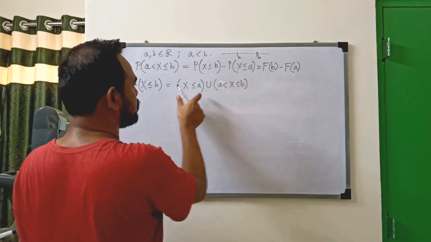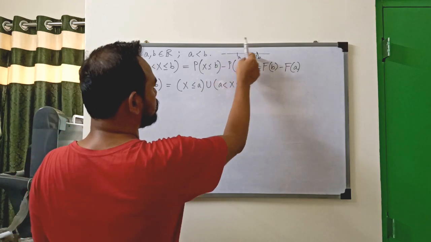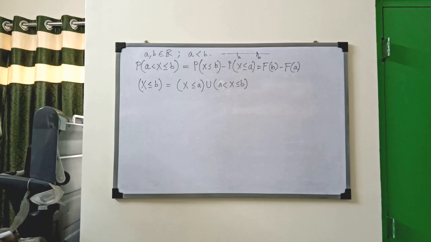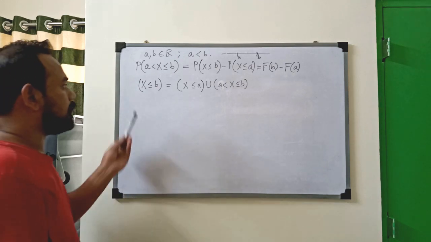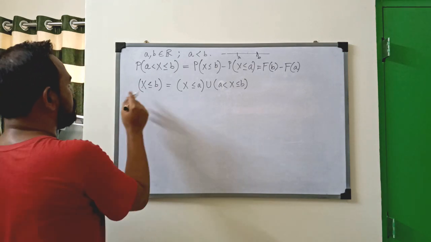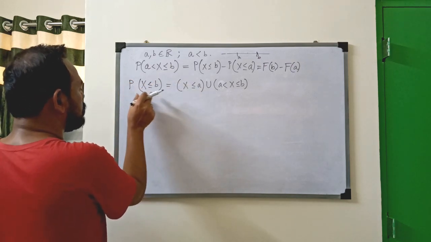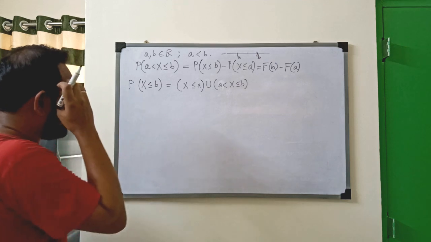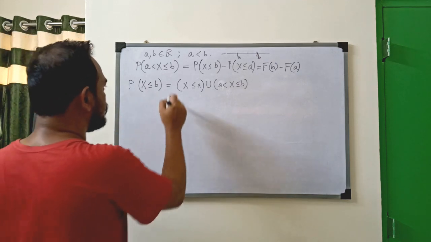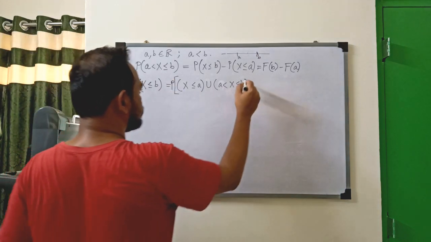But then it's not in this interval. It's in this interval A to B. Okay, so that's the way you can break it up. But now, if I look for the probability that X would take a value less than or equal to B, this would be the probability of this event.